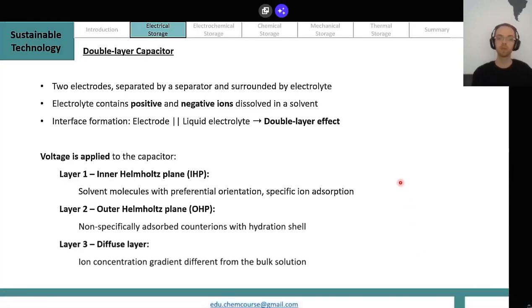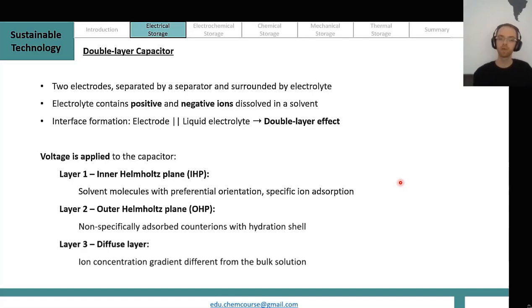How do they do this? Well, for this, we first of all need to have a look into what a so-called double layer capacitor actually is. We're now looking at a system where we have two electrodes which are separated by a separator, and these electrodes are surrounded by the electrolyte I just introduced you. Again, an electrolyte always contains positive and negative ions which are dissolved in a solvent.